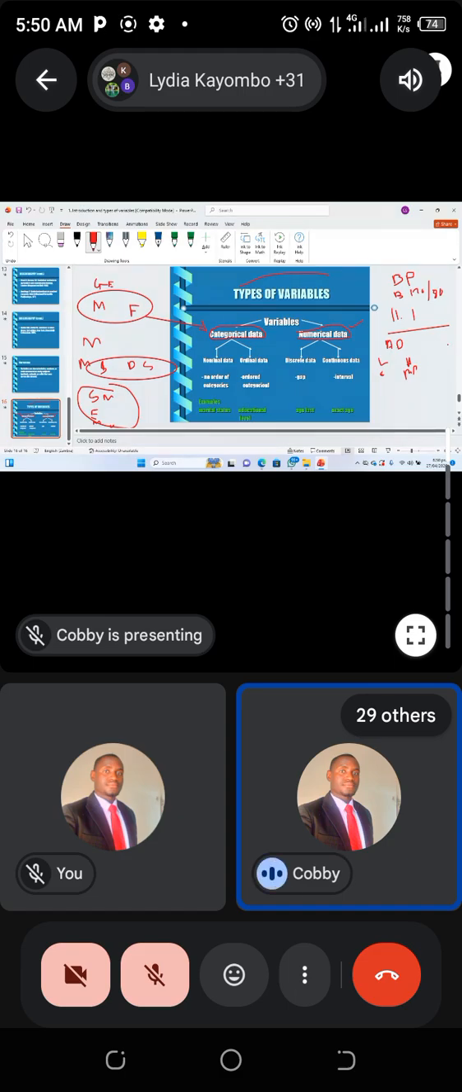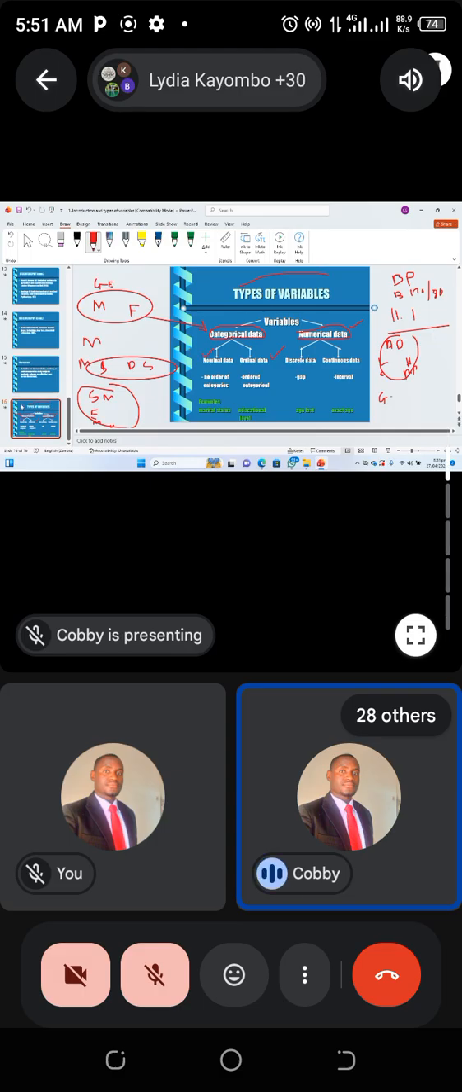But when it comes to gender, there is no order that you can group by, because we are all the same. There is no one who is the lowest, no one who is inferior. Male and female are equal. So those that have order, like academic qualification, are called ordinal variables. Those without order are nominal variables.